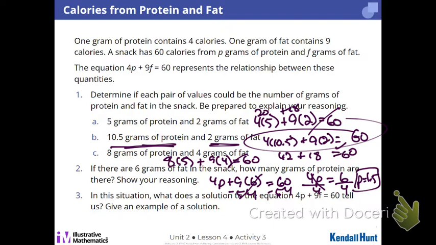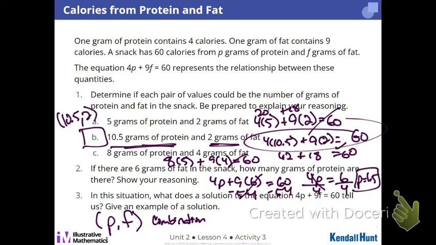Okay? Now, if number 3 says, in this situation then, what does the solution mean? I want you to check this out. The solutions are always going to be an ordered pair. There's a combination. I kind of like that word even though it's not in the stuff. A combination of protein and fat that are going to make the equation true. We already know, is there only one answer? No, we know we had a combination of 10.5 and 2 that worked. We also now have a combination of 1.5 and 6 that work. How many combinations do you think work? Yeah, in theory, infinite if we could go out a lot of decimal places, right?